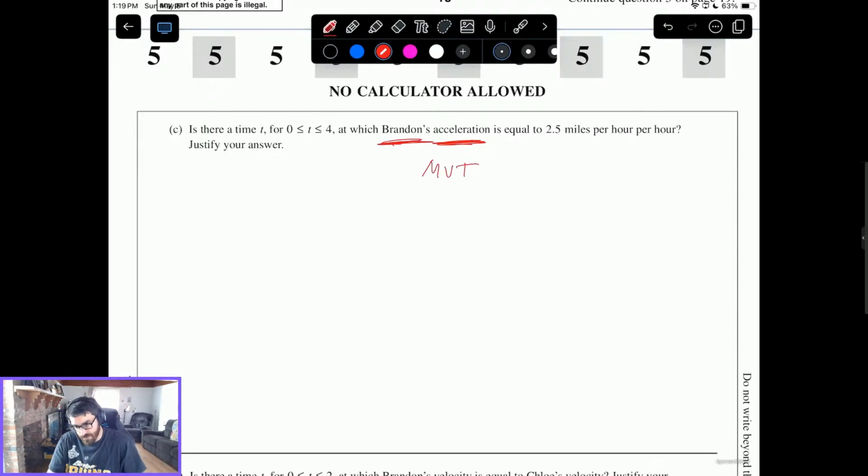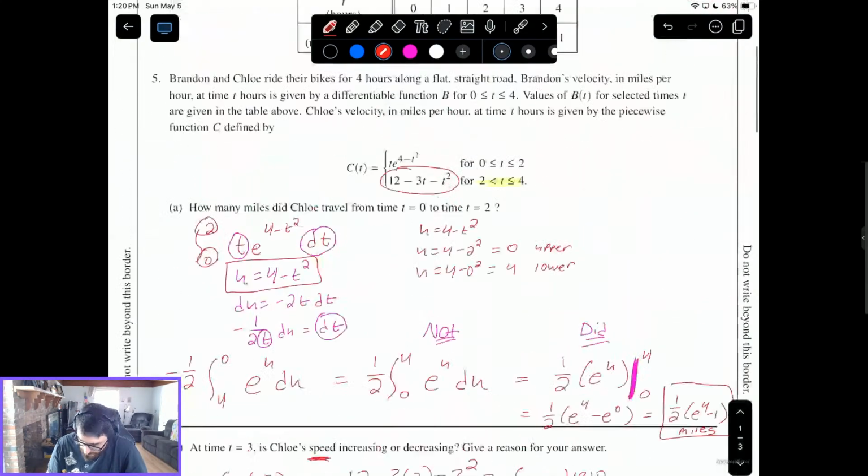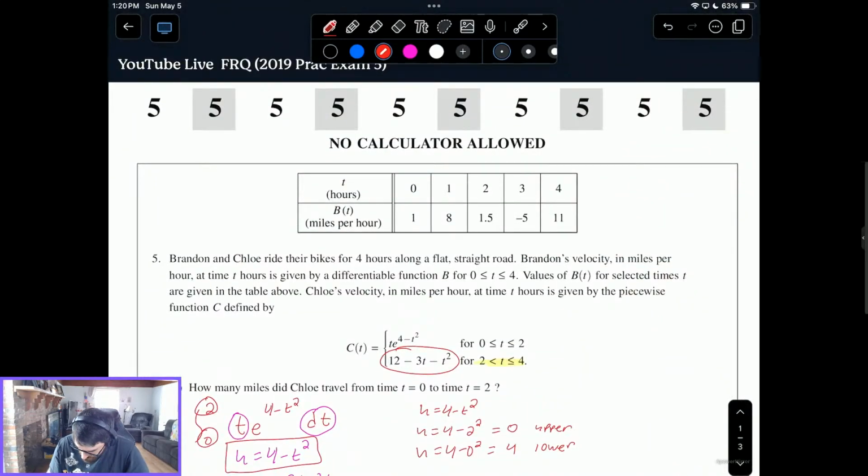Because let's say it wasn't. Let's say it was intermediate value. What I would need to do is, working just with the acceleration function, which is the derivative of velocity, I would have to prove that it's above 2.5, below 2.5, and therefore, if it's continuous, it must be 2.5. But the problem with doing that is if I look back at this function, I have Brandon's velocity. I don't have Brandon's acceleration. And sure, I could pick time intervals between these things and potentially find out the rate of change between those time intervals, but I don't think that's what the question's asking.